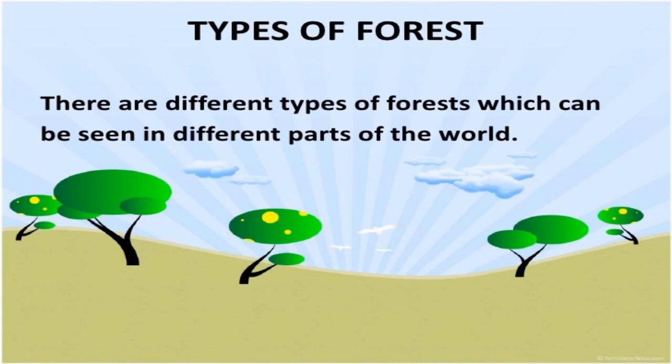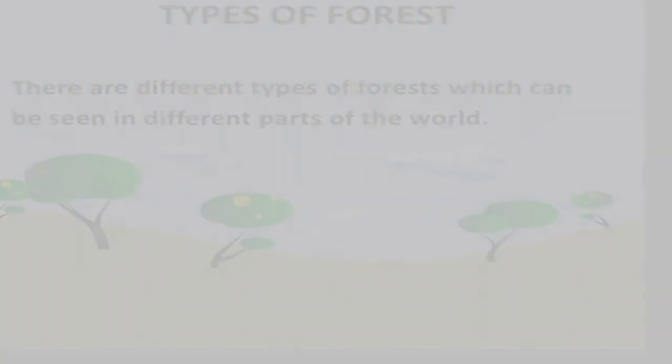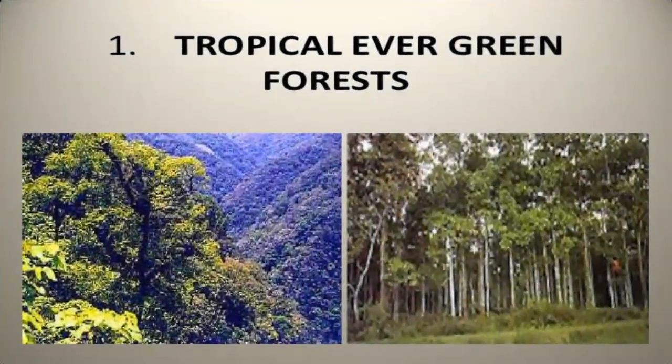Forests cover more than 30% of the earth's total area. And if we talk about the land area of Pakistan, only 4.8% of the total land area is covered by forests. So let's discuss the different types of forests. That is very helpful for your knowledge and information. There are different types of forests that can be seen in different parts of the world. Let's discuss each type in detail.